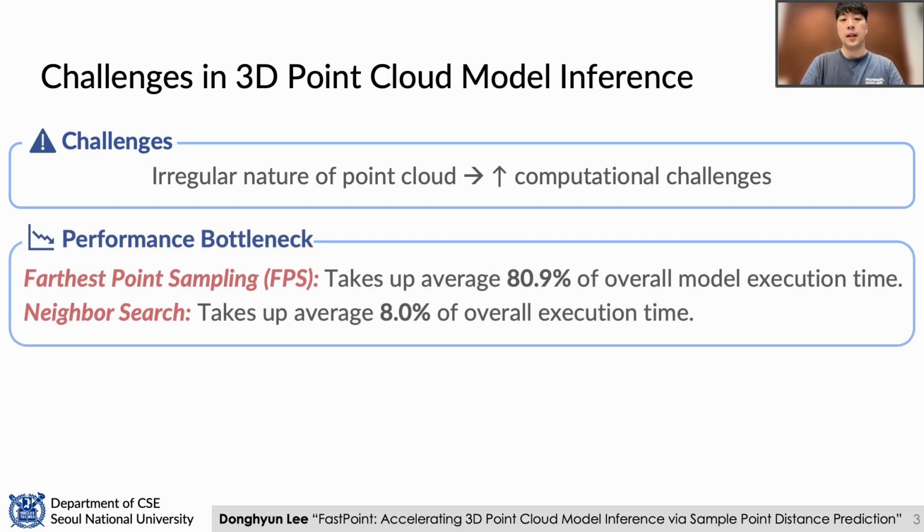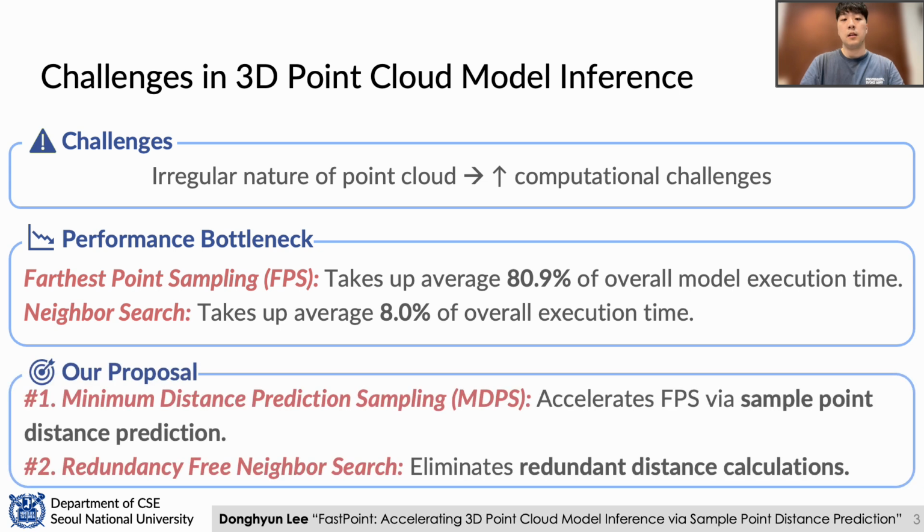We have conducted latency breakdown on 3D point cloud model inference and identified that the two major performance bottlenecks are farthest point sampling and neighbor search. To address these bottlenecks, we propose two techniques: minimum distance prediction sampling, or MDPS, which accelerates FPS via sample point distance prediction, and redundancy-free neighbor search, which eliminates redundant distance calculations in neighbor search operations.